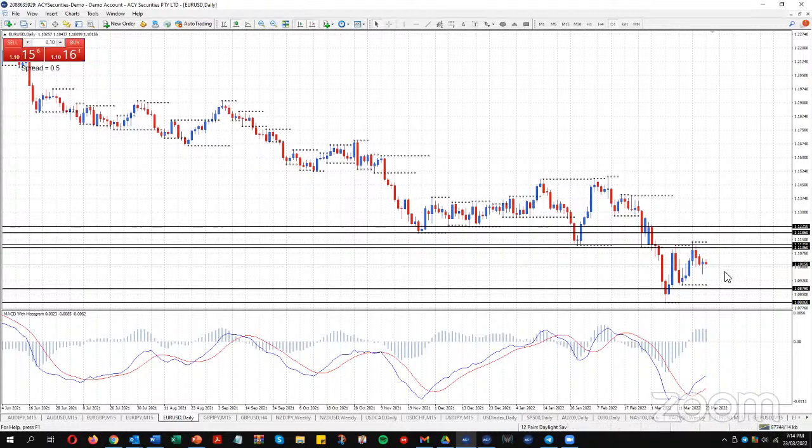It's sitting right in the middle of the range. Now, if you're looking at higher tops and bottoms, lower tops and bottoms here on the daily, we do have a higher bottom and a higher top.